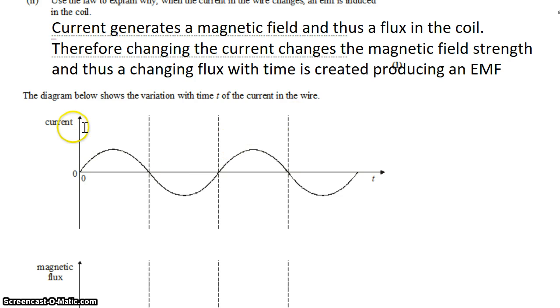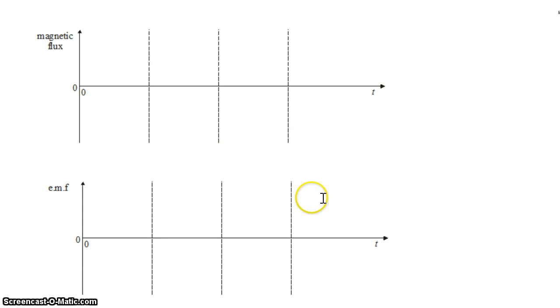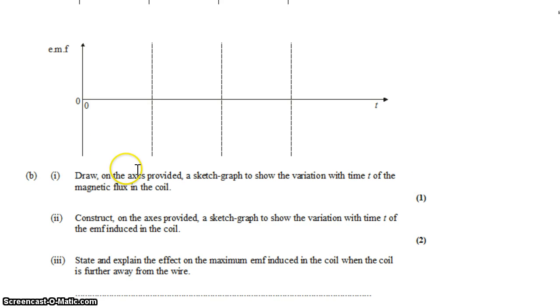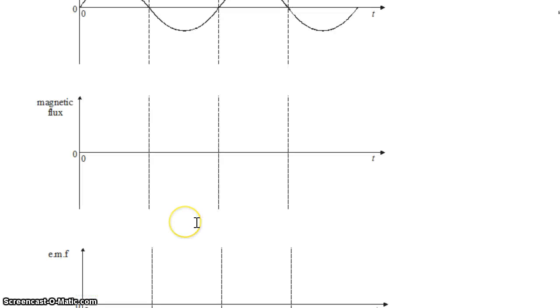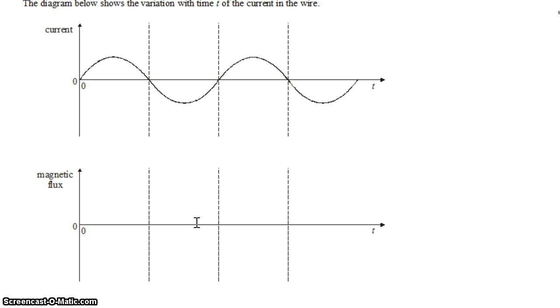Next up, we're given some diagrams. We have the current in the wire with time, and blank graphs for magnetic flux with time and EMF with time. And we're asked to draw on the axes a graph of the magnetic flux in the coil and the EMF in the coil. So we said that the current generates a magnetic field, and the magnetic field is proportional to the flux. So the current is proportional to the magnetic field strength, which is proportional to the flux. So these two graphs should wind up being basically the same.